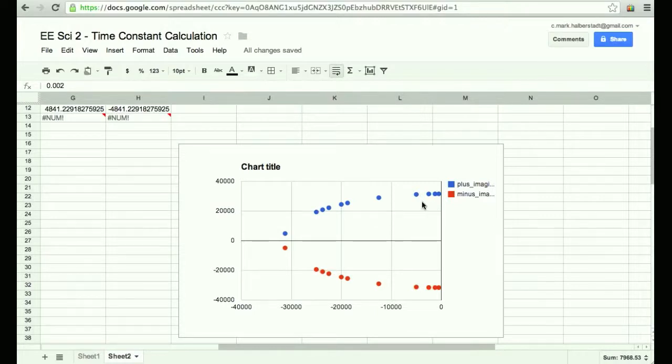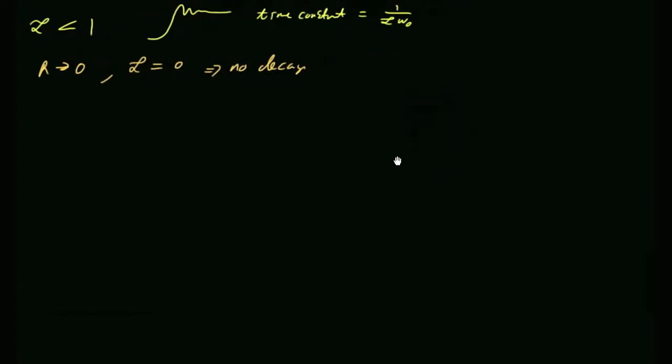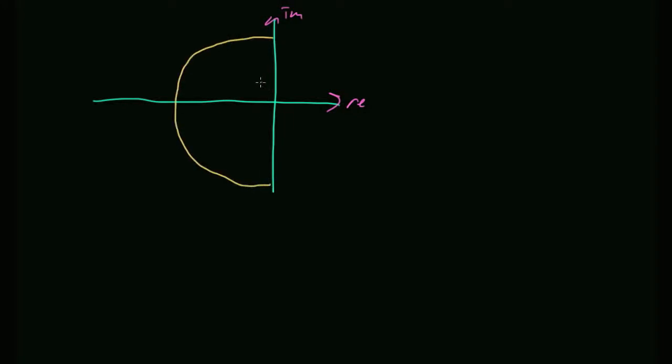Let me erase this. So, low zetas bring you closer to this axis. So let me kind of represent this over here. So this is your real axis, your imaginary axis. And so you can almost imagine kind of like a line where your roots are. Okay, so your roots are always somewhere along that line. When you make zeta smaller, the roots go in this direction. When you make zeta larger, the roots go in this direction.